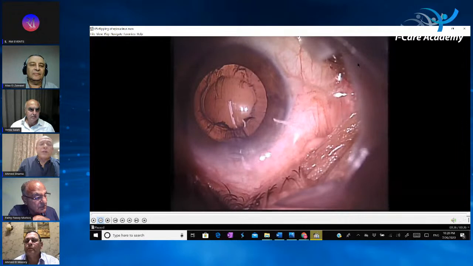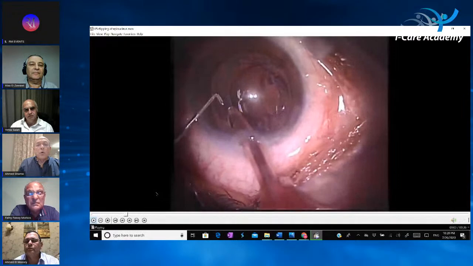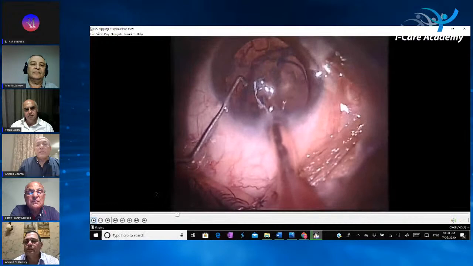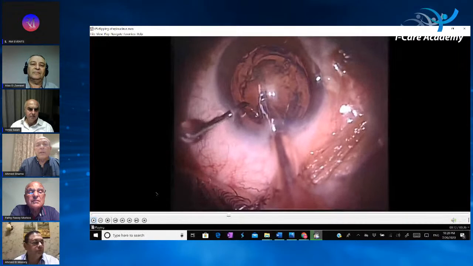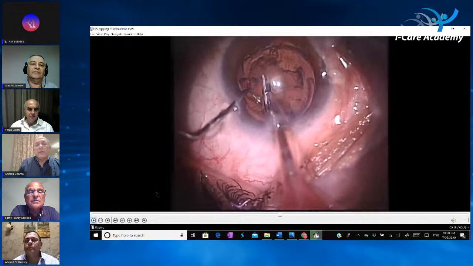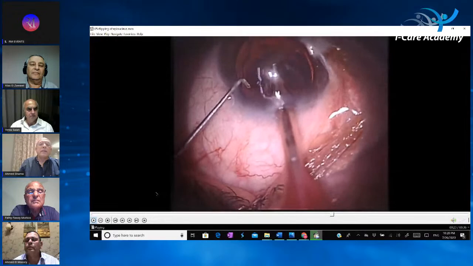I'm going to show it again. If you are afraid to go behind the anterior capsule and you are afraid to rupture the posterior capsule, you can use this technique. Push. And you can invert the whole epinucleus.